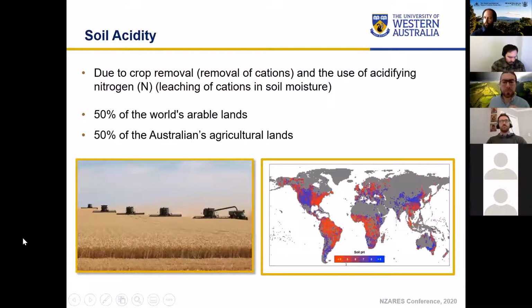Soil acidity is a serious threat to crop production all over the globe. And the main reason for this problem is crop removal and use of nitrogen acidifying fertilizers, both of which remove cations from the soil profiles. About 50% of world's arable lands and also 50% of Australian agricultural lands are acidic.